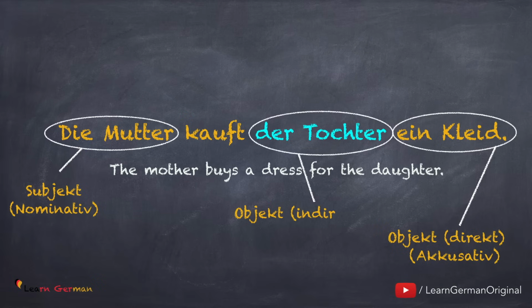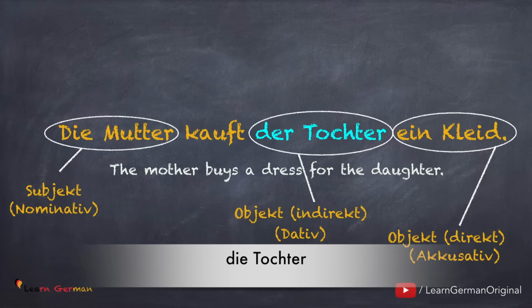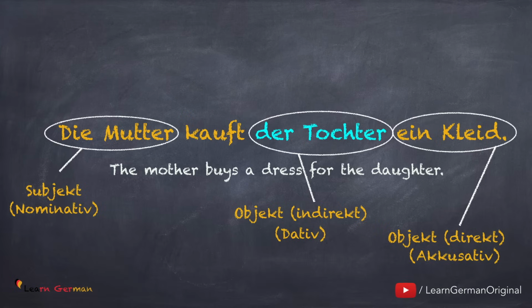In this sentence, der Tochter is the indirectes Objekt and this object is the dative object. And since it is the dative object, the article die Tochter changes to der Tochter. In sentences with two objects, the indirect object is mostly the person for whom the action is intended. In this case, the mother buys a dress. This is the action. She buys a dress for the daughter. That means this action is for the daughter. Hence, the daughter is the indirect object or the dative object.